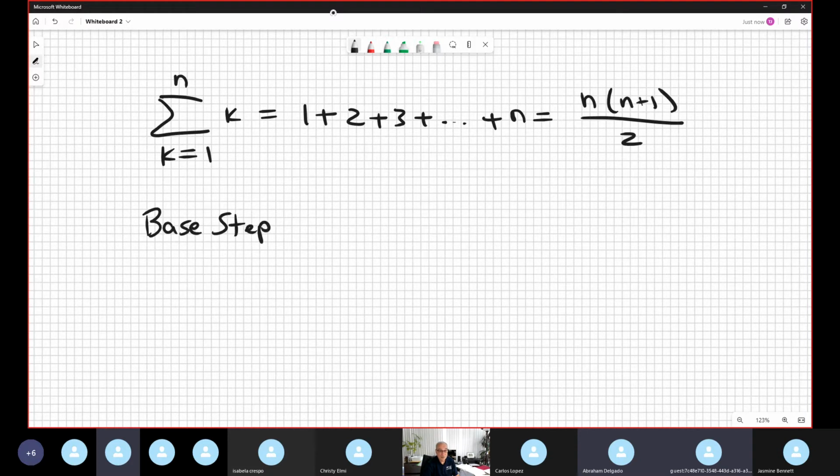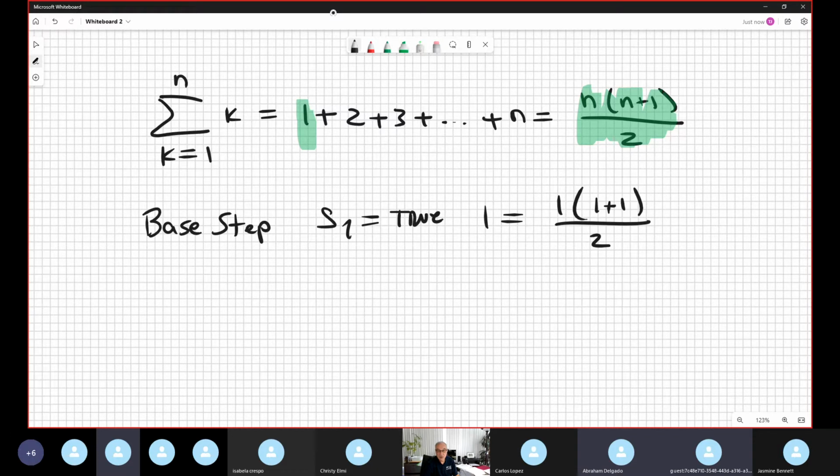Step one is to prove that S1 is true. X1 is the first guy, and you evaluate here N equals 1. So S1 is equal to 1 times (1 plus 1) divided by 2. 1 plus 1 is obviously 2. 2 divided by 2 is 1. Now, it's true. Got it. Boom.